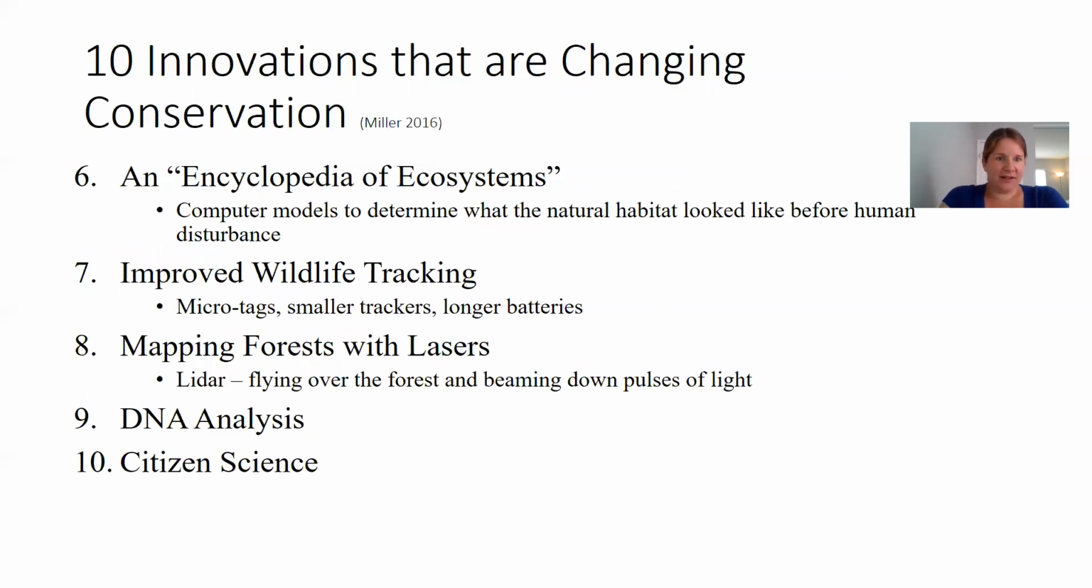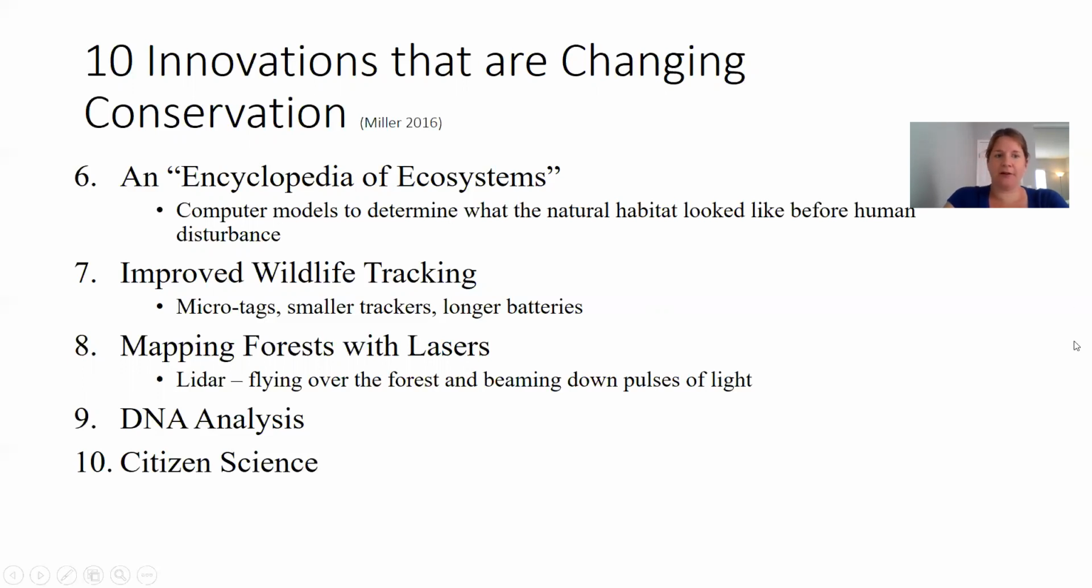In the second half of their list, a few of the same things. So some of the DNA analysis and citizen science, improved wildlife tracking. Biologists have used wildlife tracking and tags for a long time, but as technology advances, these tags are getting smaller, the batteries are getting smaller, and the batteries are lasting longer. So all of that makes it easier to track more animals and different types of species.